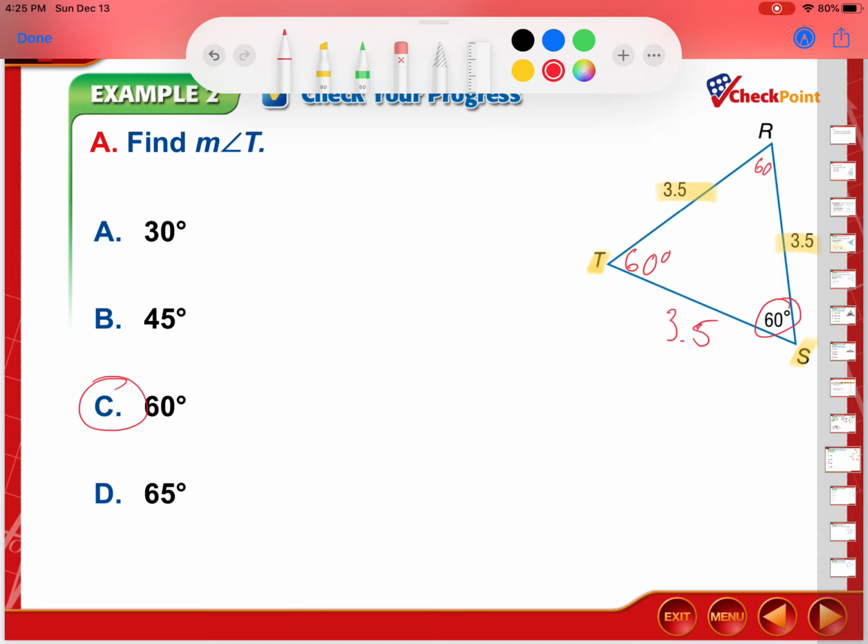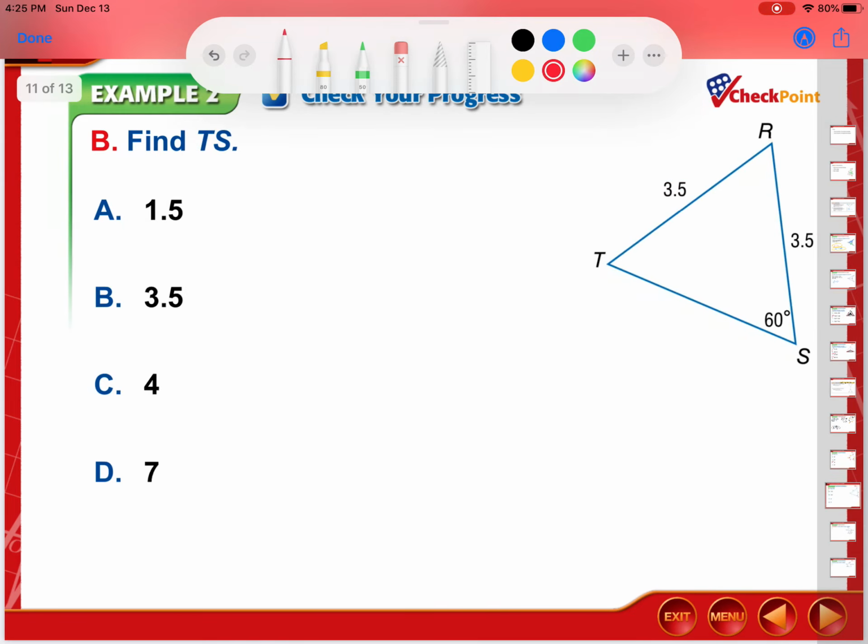Anytime you see repeated 60s, it's a good sign that it's going to be an equilateral triangle, which typically just makes life so much easier. All right, couple problems left to work through.